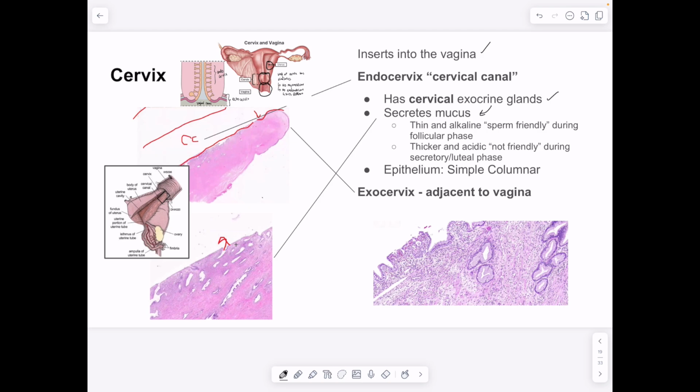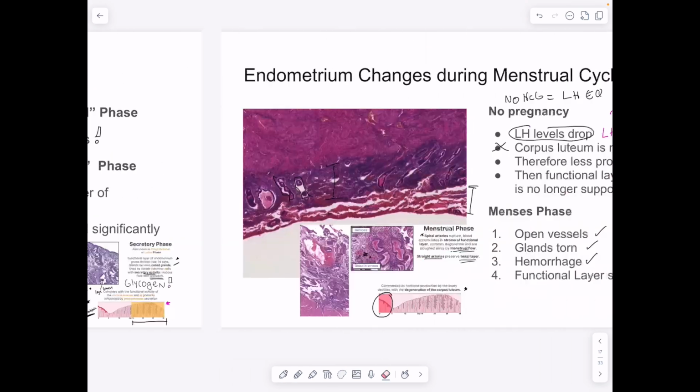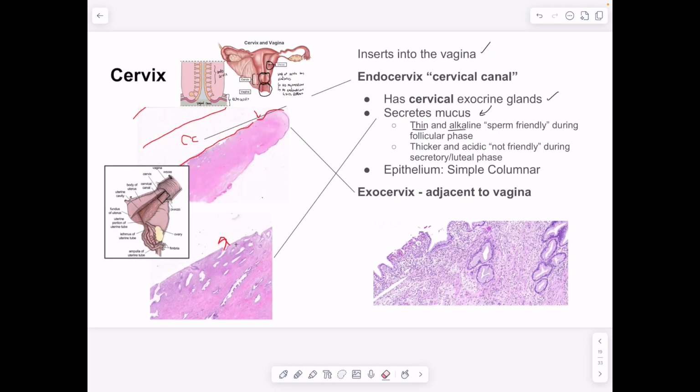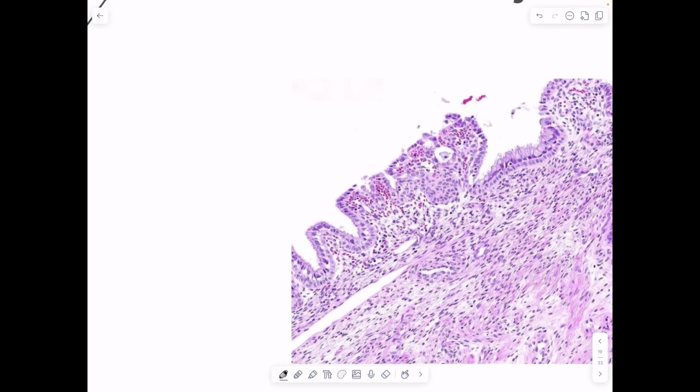During the follicular phase, it is sperm friendly, so it's going to produce a thin and alkaline mucus. During the secretory luteal phase, it's not going to be sperm friendly because, right, we had a small window of 24 hours at day 14 where that sperm better have done its job, and if we're past that, we're implanting now, so sperm is no bueno. All right, so anyways, epithelium is simple columnar.